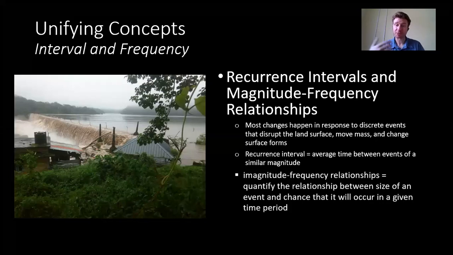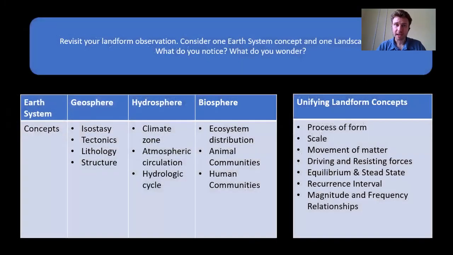So the magnitude frequency relationships quantify those size differences that will occur over a given period of time. And we can think about how those relationships might change in the future, right, with climate change. So many different factors, so many different concepts that we can use to provide meaning to these landscapes that we interact with. And so looking over in total, we have our Earth systems that we can use for different parts, and then these unifying landscape concepts: process and form, scale, movement of matter. These are all things that we're going to be investigating throughout the entirety of this course.